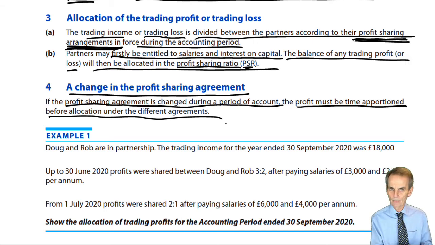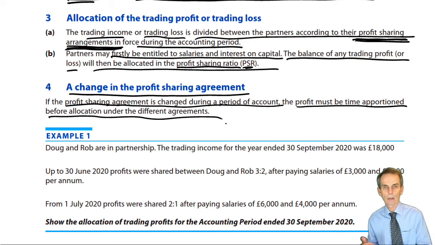Interest on capital. Well, yes, we know the interest rate, we know the capital, and therefore we need to time apportion. You may be given, indeed, the figures of interest for the year. We just need to time apportion. How many months worth on the old, how many months worth on the new? That is a very basic time apportionment exercise.